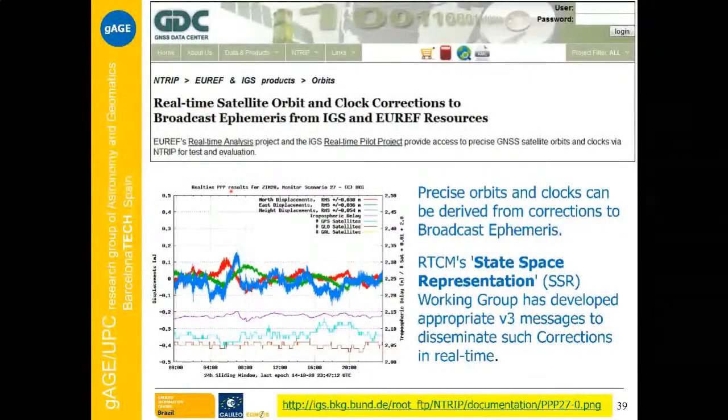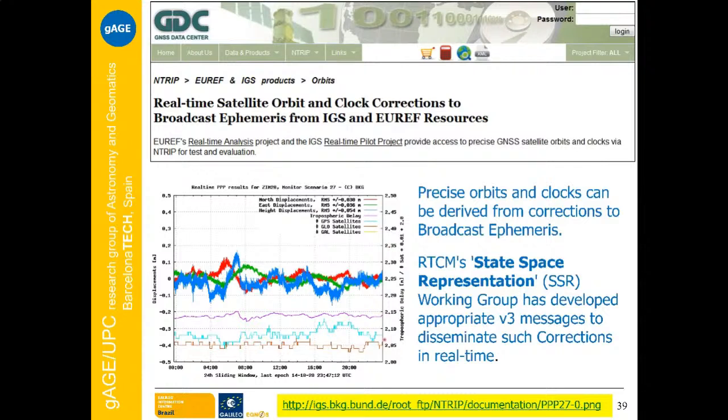As I commented before, PPP, precise point positioning, was developed at the beginning for post-processing mode. This means not for real time, but now this technique is working in real time. This means that some centers or even some service providers for commercial applications are computing orbits and clocks in real time, and these orbits and clocks are provided to the user to perform PPP in real time. Here we have an example of these products.